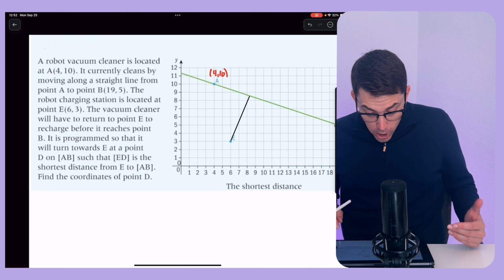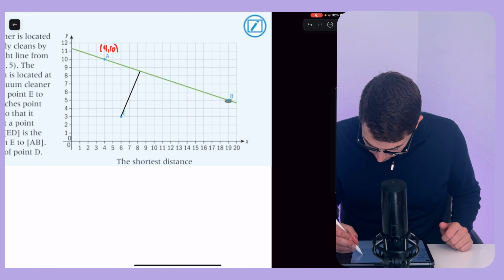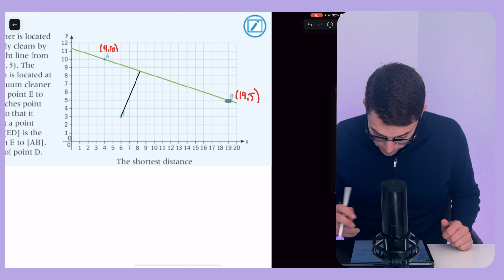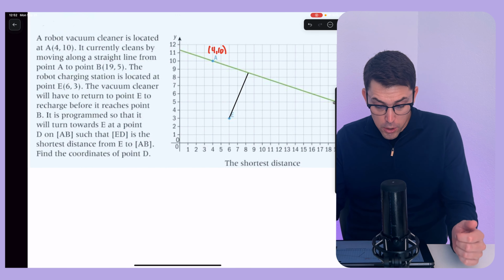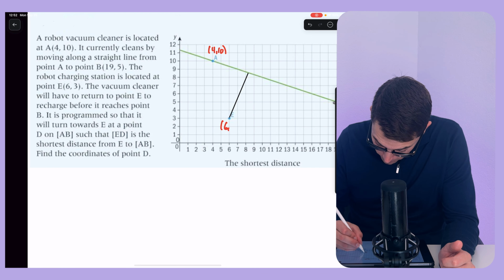And it's currently cleaning on a straight line from A to B, which is 19.5. Ooh, there's a little robot. So let's go ahead and put 19.5. Boom. Now the robot charging station is located at point E, which is 6.3.